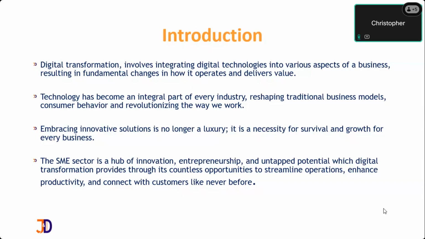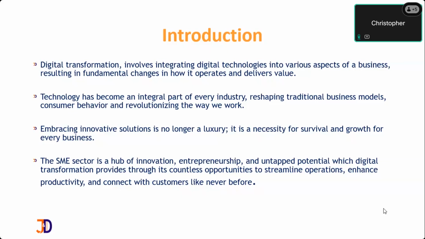Technology over a period of time has become an integral part of every business. We've shifted from the traditional way of doing things. Now we are using technology to scale up and influence consumer behavior and also revolutionizing the way we are working. Basically, there's a shift now from the older and traditional method of doing business to a modern way of doing business, where even the processes that we use to perform the tasks have already changed.